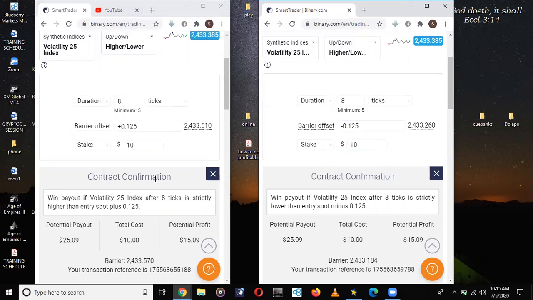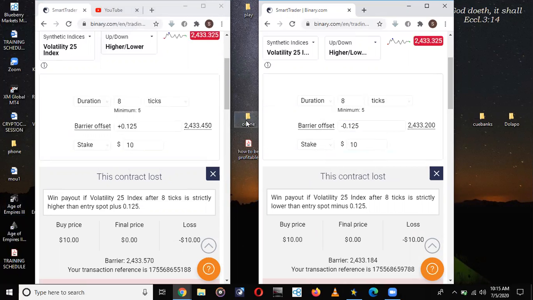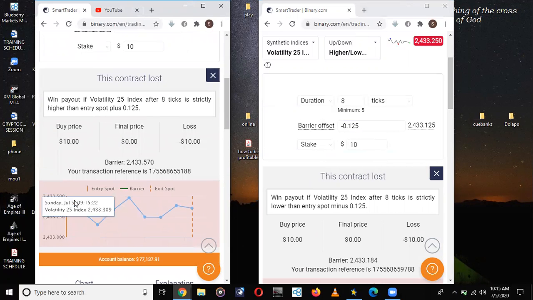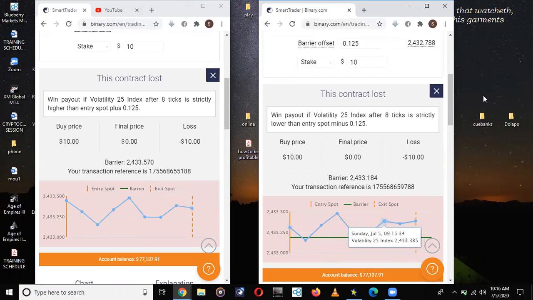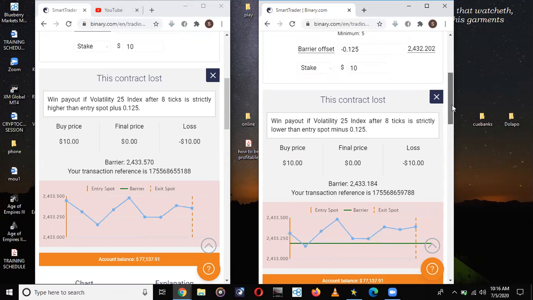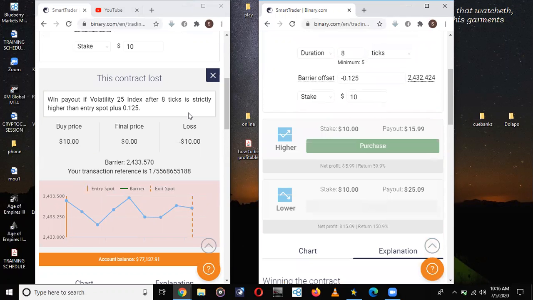So let's see. Okay, this one lost. Let me scroll down to show you why it's lost. Can you see it didn't cross the barrier on the two sides? It was just ranging. This is the barrier right here, this green one. So this is the time when we will lose both trades, when it doesn't cross the barrier. But if it crosses the barrier in any direction, we win the trade.